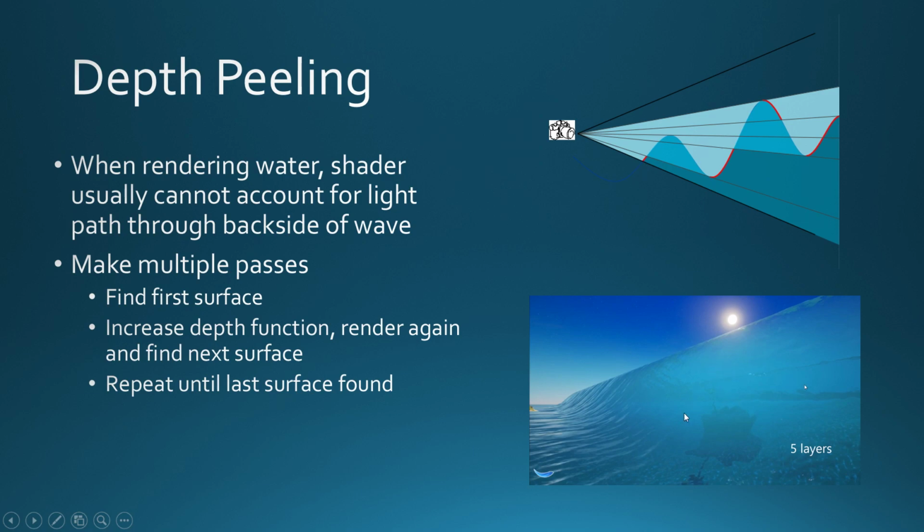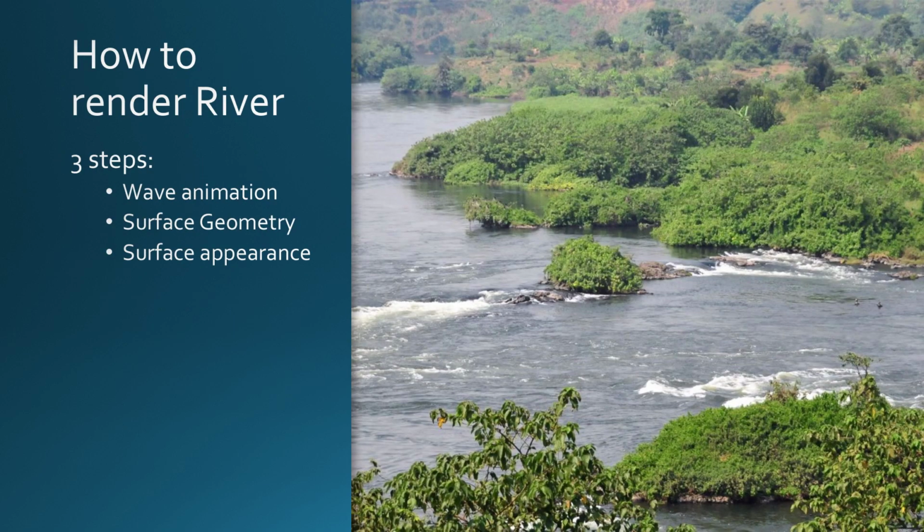So you can see that it's darker here, but you can see the other crest of the wave here too. So this is just a technique to make sure that the ocean doesn't look like a plastic, singular, non-translucent kind of object. All right, let's move on to The River.